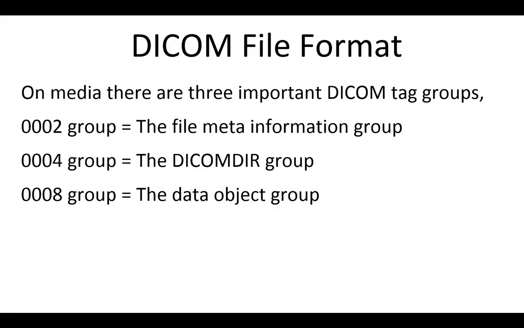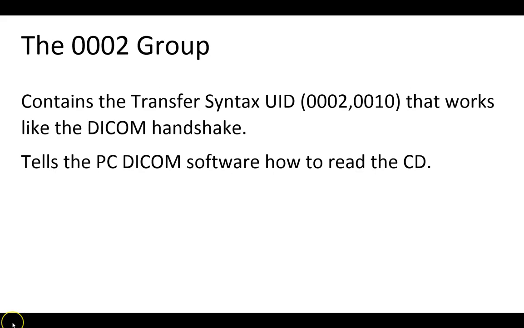Well, there are three important DICOM tag groups. The 0002 group, 0004, and 0008. How I remember them is 2 plus 2 is 4, and then 4 plus 4 is 8. The 0002 group does the work of the DICOM handshake through the transfer syntax UID. The PC will have some kind of DICOM reading software, something like eFilm Lite or Sante DICOM Viewer. The 0002 group will provide the information to the software and work out how they're going to communicate.